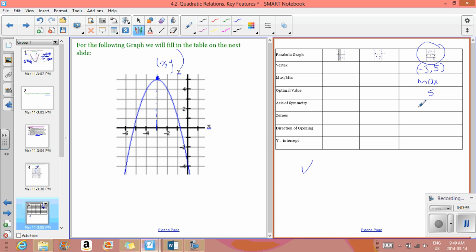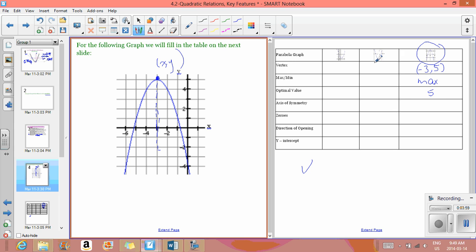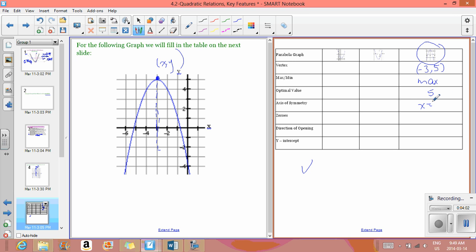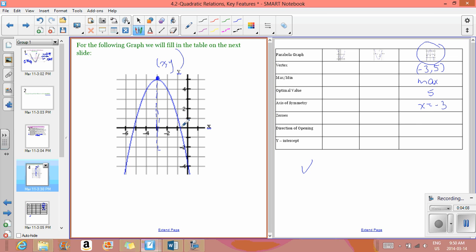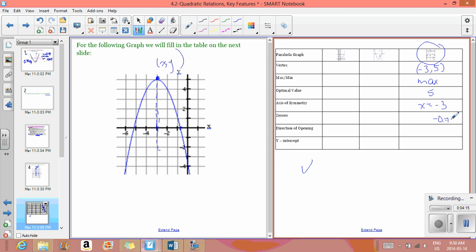Your axis of symmetry should always be an equation, and your axis of symmetry is where you cut it in half, and that equation would be x equals the value of your x in your vertex. The zeros, now these are just estimates because they don't lie exactly on here, would be about -0.75. And the other one would be approximately -5.25. So those are your two zeros, or your x-intercepts.